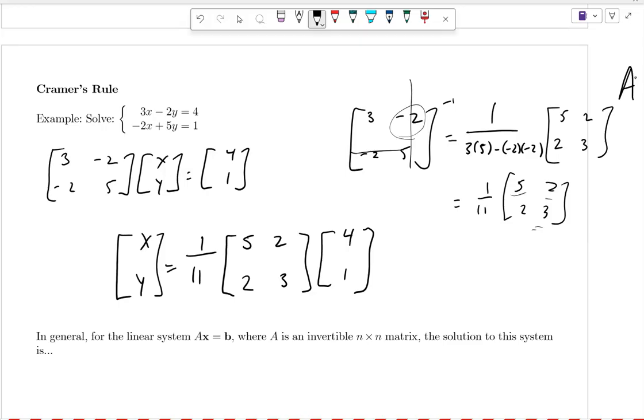Okay. All right. Now, without putting the 1 over 11 through, I want to write it out longhand for what each entry would be. So longhand, each entry would be 4 times the 5 plus 1 times the 2, right? Row 1 times that single column. And then the other one, we'd have 4 times 2 plus 3 times 1. Now, why did I do that?